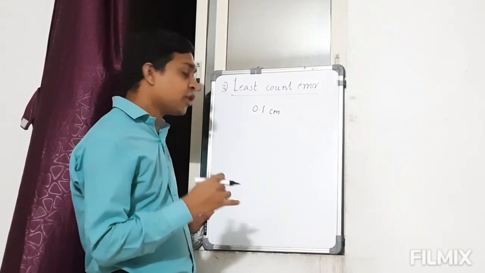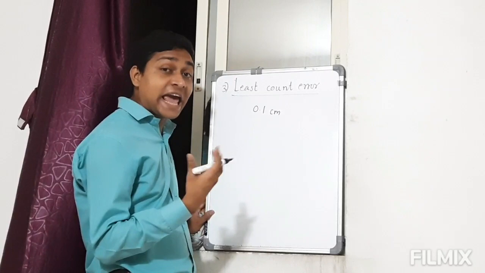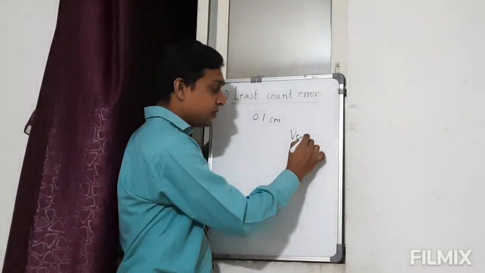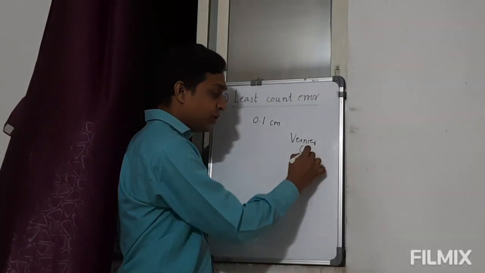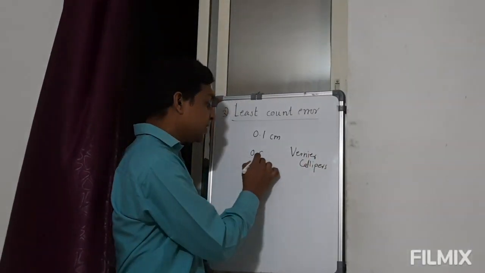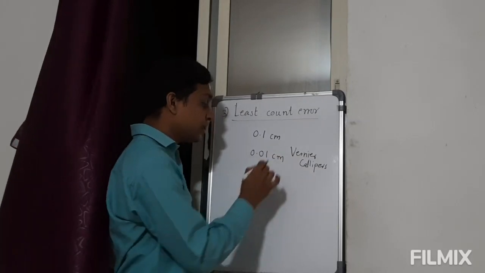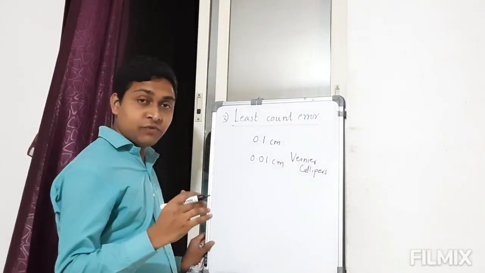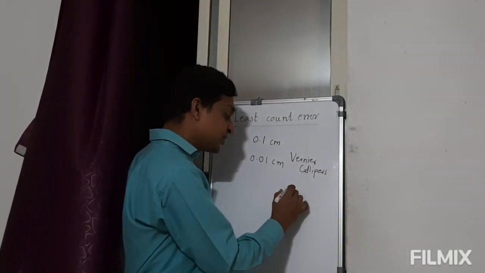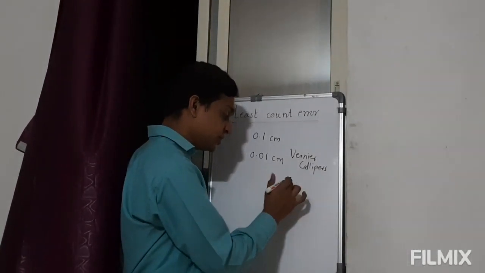Now, for more accuracy we can have the vernier caliper. Remember the name. We are going to do the experiment with this in the physics lab definitely. Its least count is 0.01 centimeter. If you want more accuracy, then we go for the next device, called the screw gauge or micrometer screw gauge.